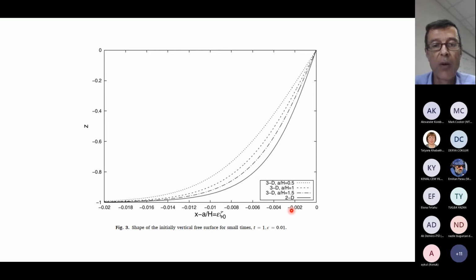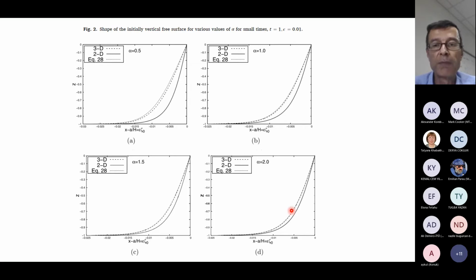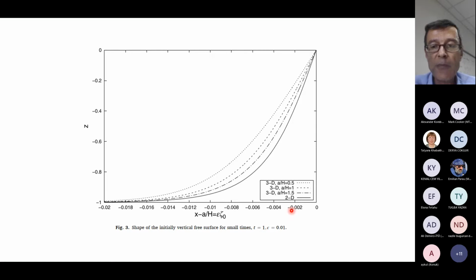Okay, this is again the shape of the initially vertical free surface for small times. Epsilon is 0.01 and t is 1. It was the same parameters for this problem also. Now, here we vary a over h, which is alpha. So as alpha gets larger, we are expecting that the three-dimensional result gets closer to the two-dimensional result. And this is what happens here. At the outside, alpha is 0.5, and here alpha is 1, 1.5. You can see that we are getting closer to the two-dimensional results.